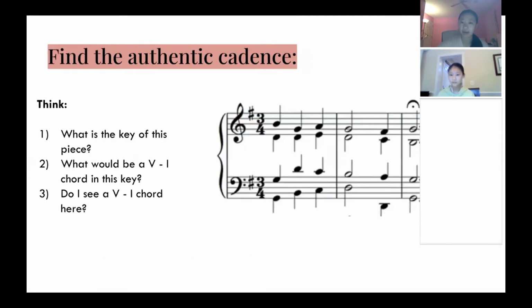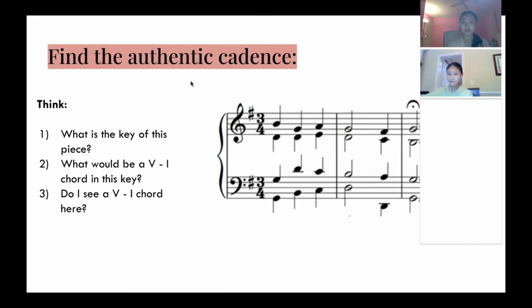Okay, now we're going to find the authentic cadence, and we're going to do this together since it's our first time. So remember, authentic is 5 to 1, but we don't know which notes they represent until we find the key of the piece. So can anyone tell me what key this piece is in? Say it out loud or type it in the chat. G. Very good, it's G major.